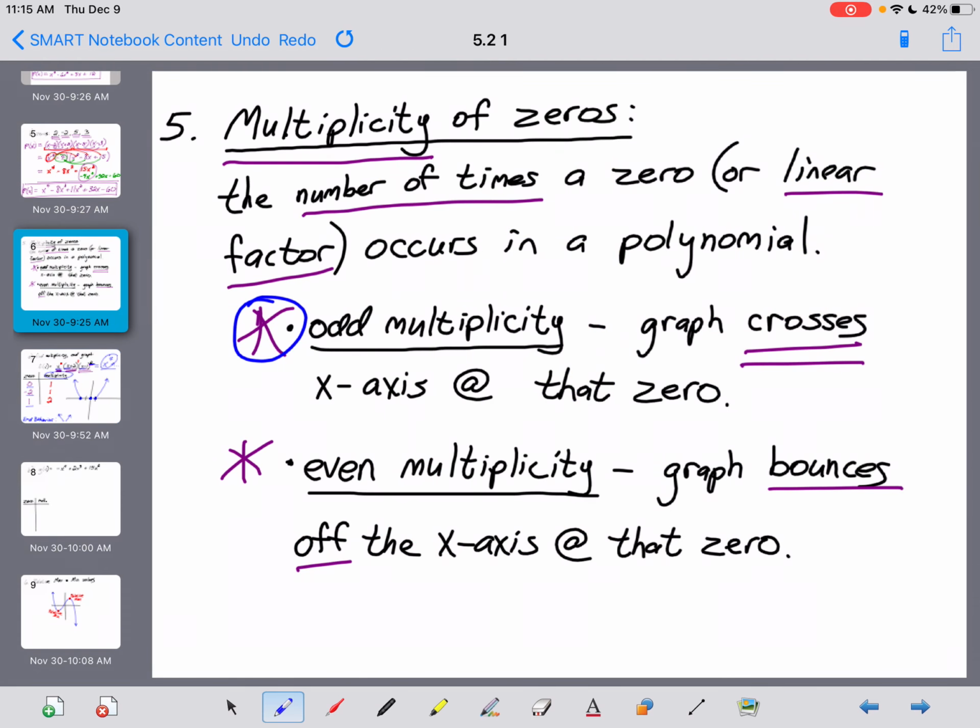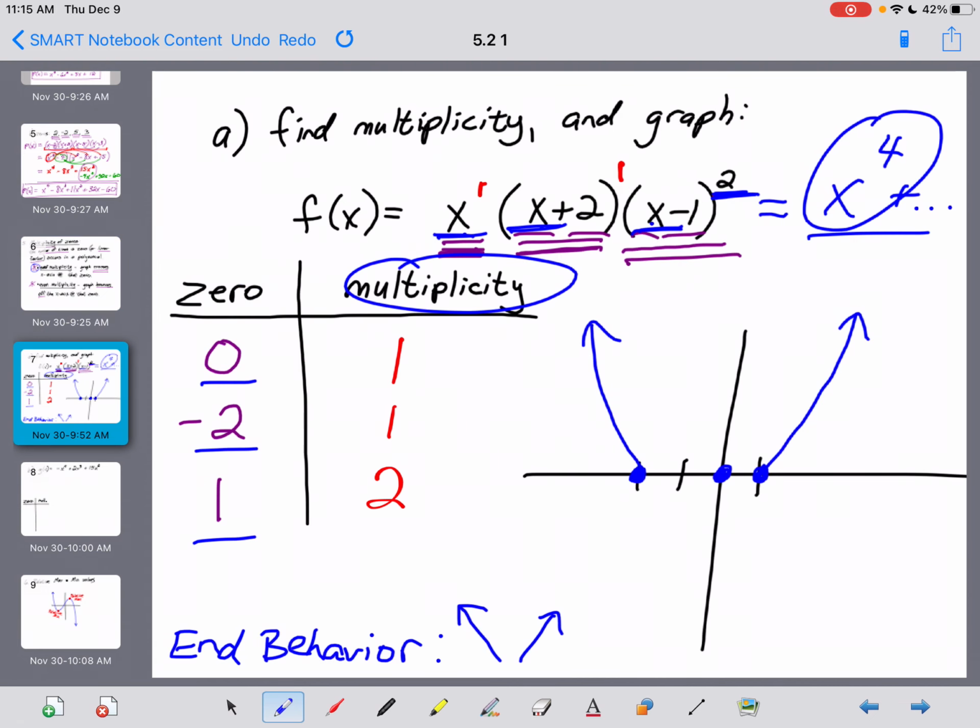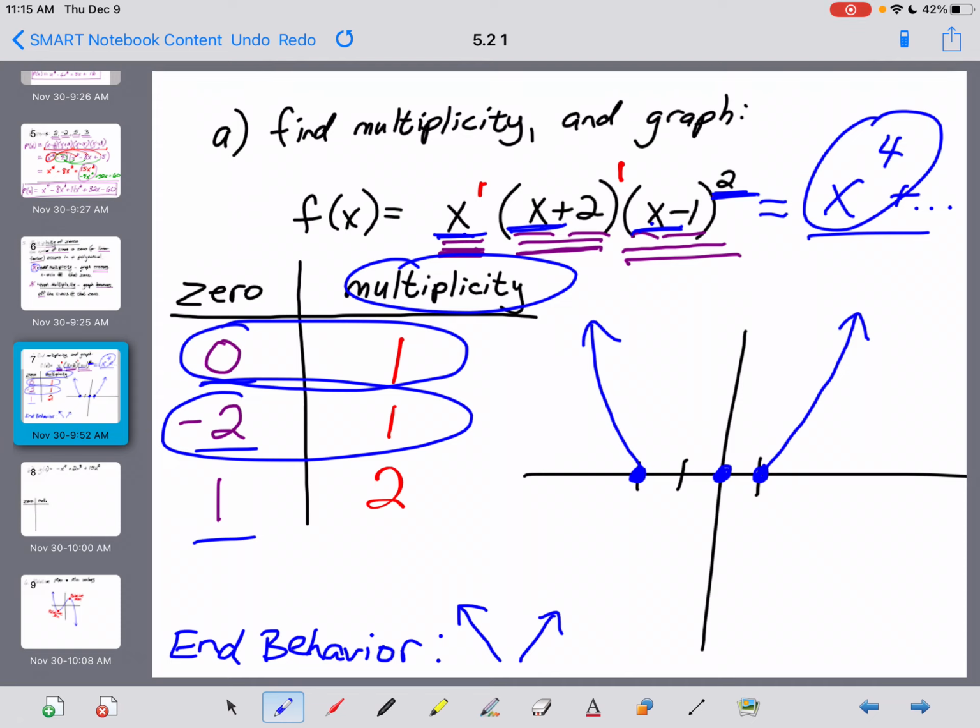Right here, if your multiplicity is odd, such as 1, the graph crosses the x-axis at that 0. That's what happens with an odd multiplicity, which we have here and here. So at both 0 and negative 2, with a multiplicity of 1, the graph has to cross the x-axis. And I love where I put that, so let me move that there. So that means that at negative 2, we are crossing the x-axis and coming down below it, and then we've got to come back up to this spot right here.